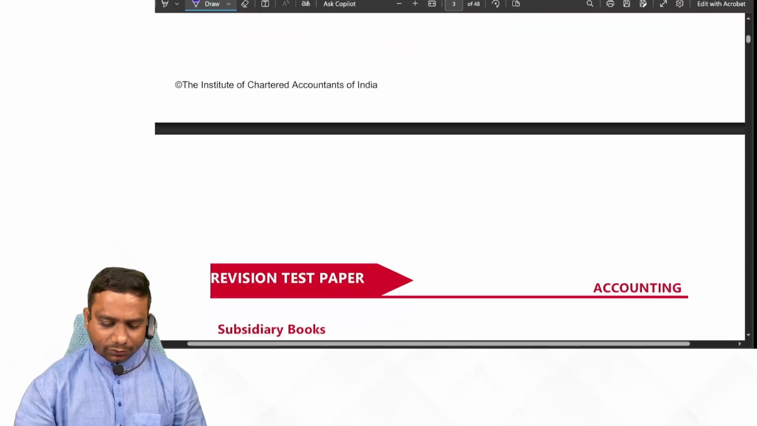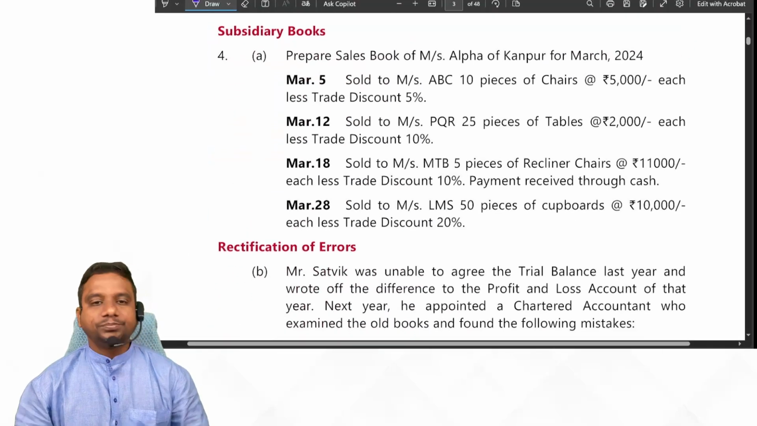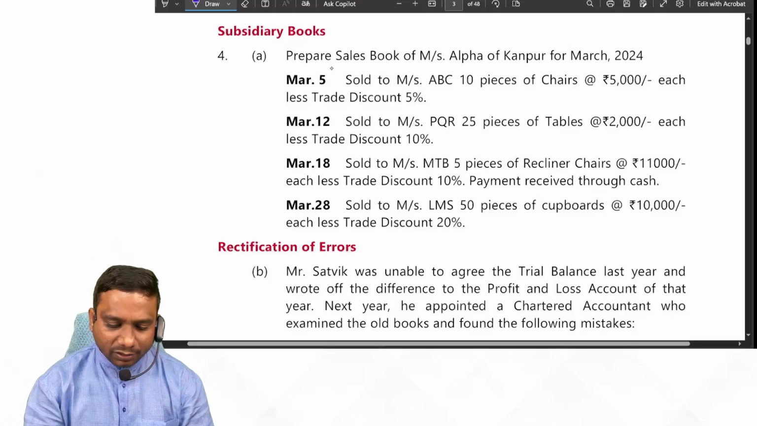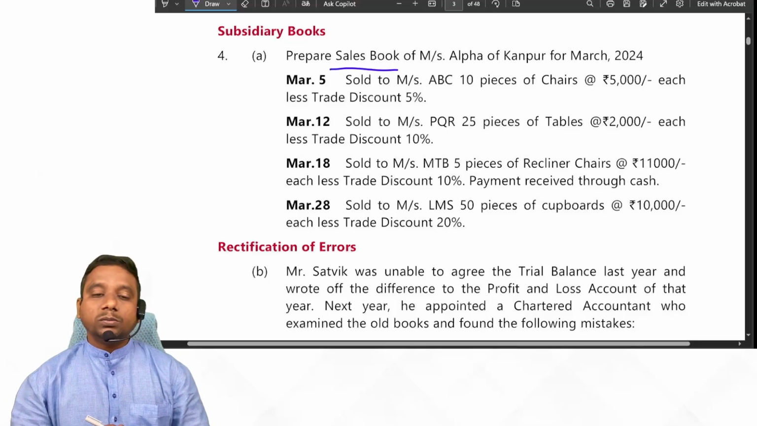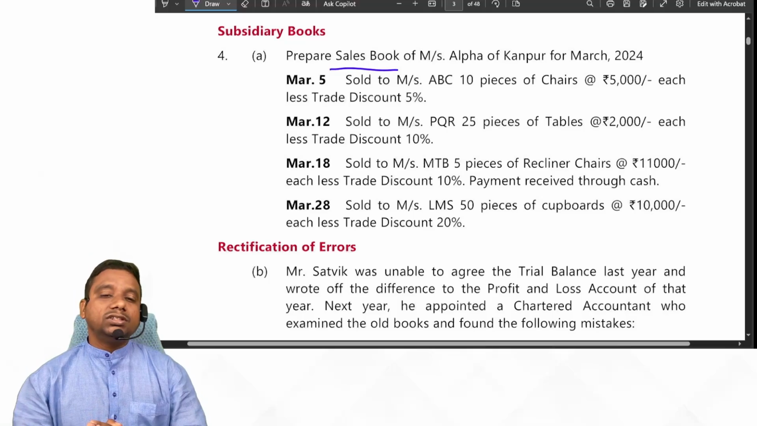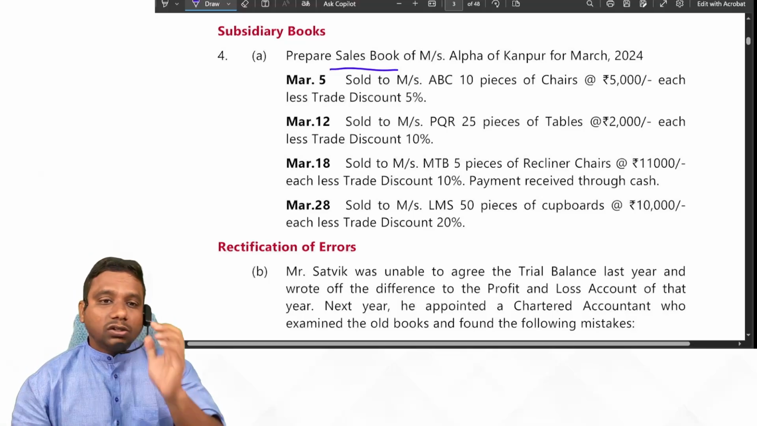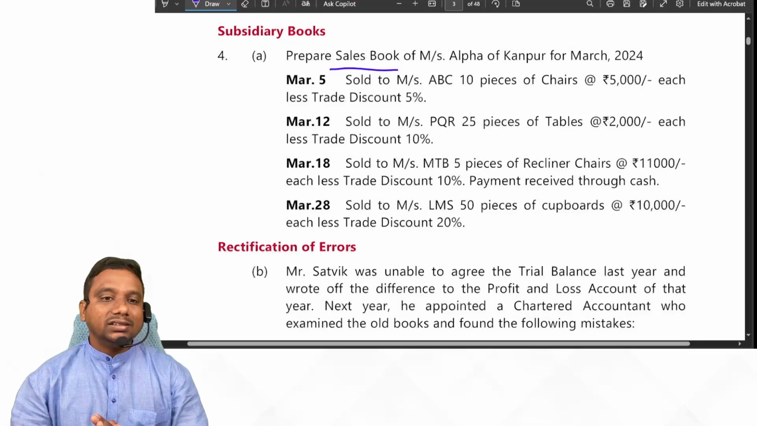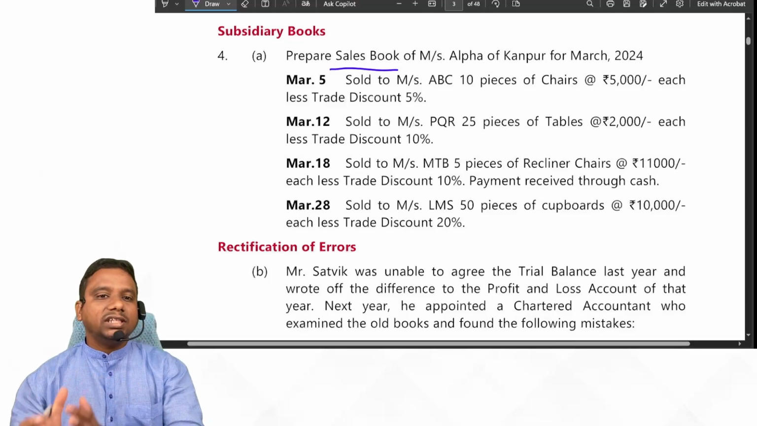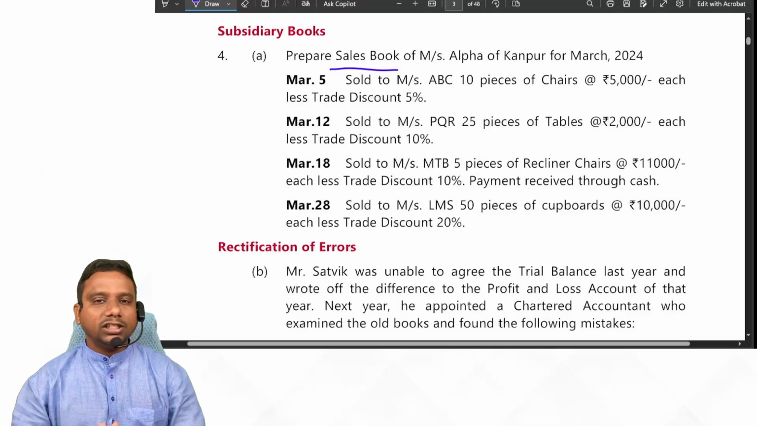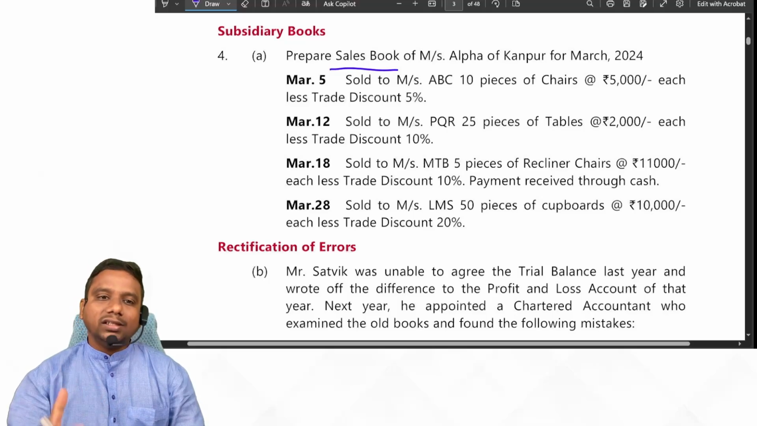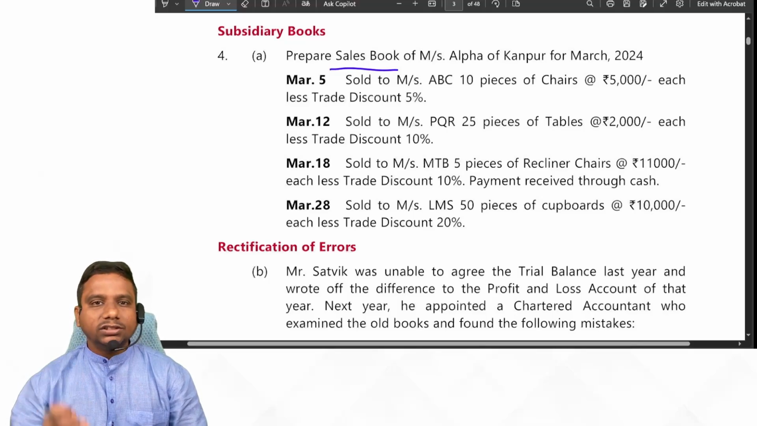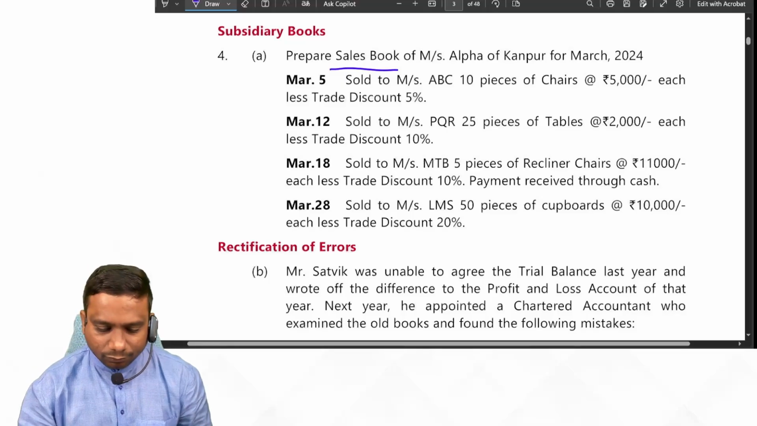Look at the next question. Subsidiary books. Our next concept is on subsidiary books. Look at prepare sales book. They are asking to prepare the sales book. First of all, let me tell you which transactions are recorded in the sales book. Only credit sale of goods. Cash sales of goods are not recorded in the sales book, and sale of any other assets is also not recorded in this book. Yes or no, students? So keep this in your mind and follow.